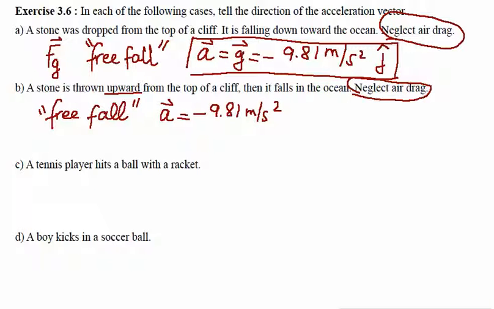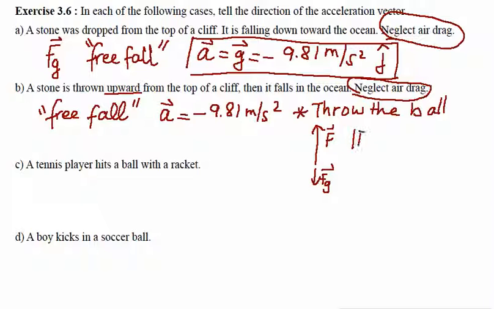So what you have to do is break down the problem into two different physics problems. First one, you throw the ball. So you have an upward force, the force of the throw, and then you have Fg down. And in order to throw the ball into the air, the force of the throw should be larger than Fg. So the magnitude of F should be more than the magnitude of Fg. And in this case, your acceleration is up.